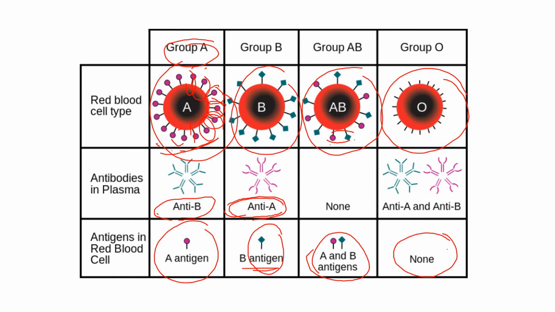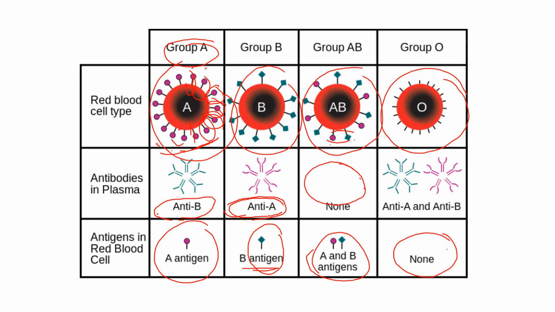Now, group AB is a little bit weird because they do not have any antibodies for antigens in their plasma, so they'll accept everybody. That means they can accept type A blood, type B blood, and group A, B, and O blood as well. They don't have any antibodies, so they'll take anything because nothing in their body is going to fight against any blood that goes in there. That's why we call type AB blood the universal receiver.